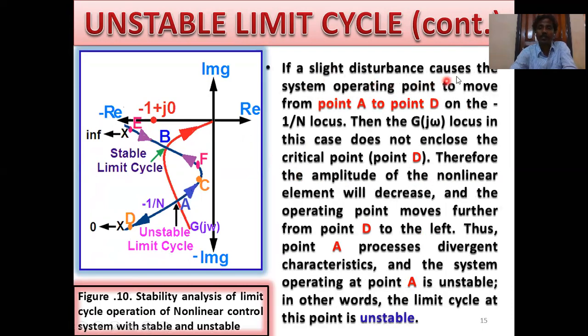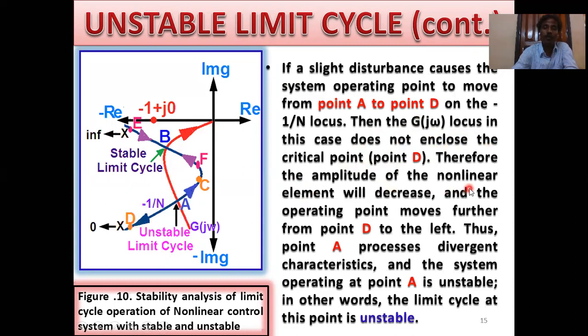Next case: if a slight disturbance causes the system operating point to move from point A to point D on the -1/N locus, this is point D. Then the G(jω) locus in this case does not enclose the critical point D. So the critical point D is not enclosed by the G(jω) locus.